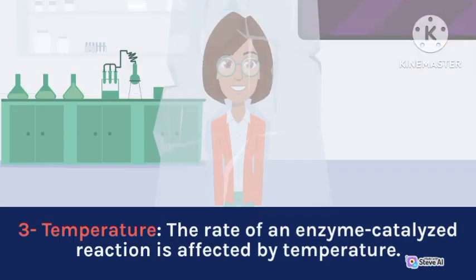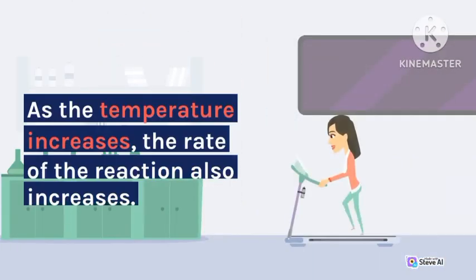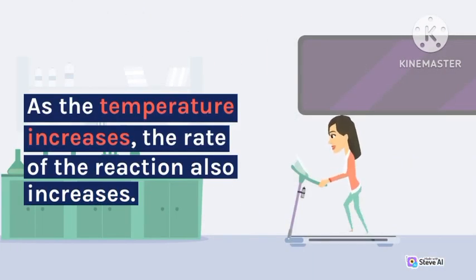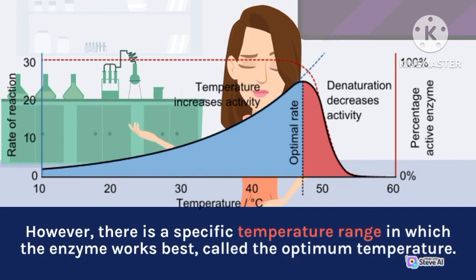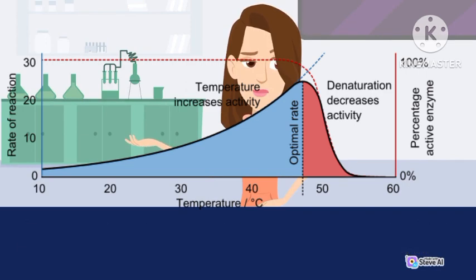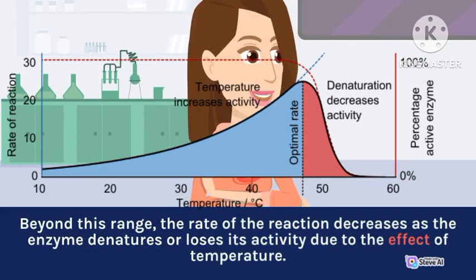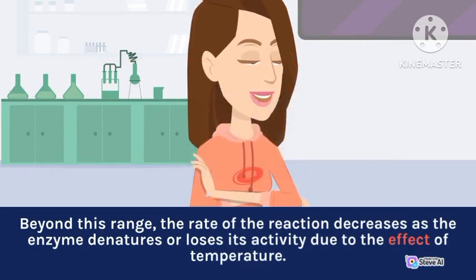3. Temperature. The rate of an enzyme-catalyzed reaction is affected by temperature. As the temperature increases, the rate of the reaction also increases. However, there is a specific temperature range in which the enzyme works best, called the optimum temperature. Beyond this range, the rate of the reaction decreases as the enzyme denatures or loses its activity due to the effect of temperature.